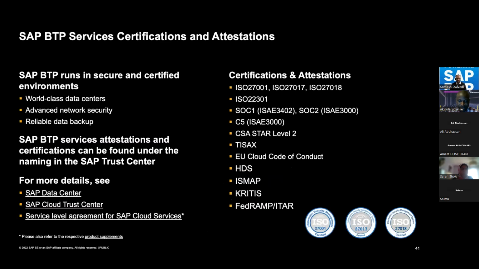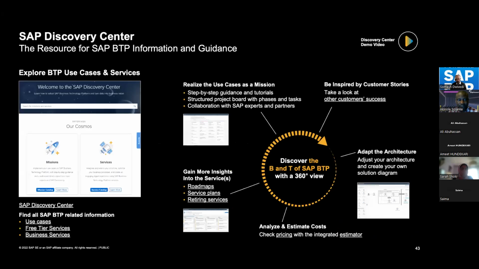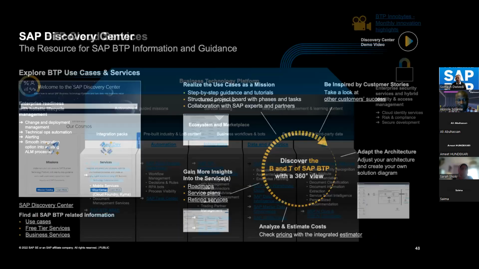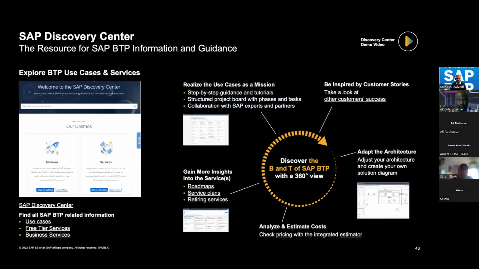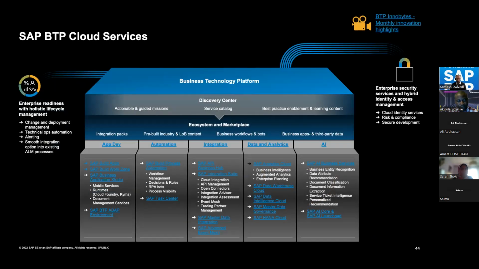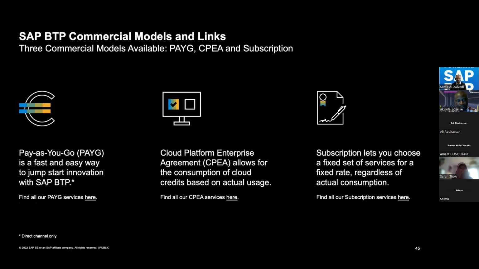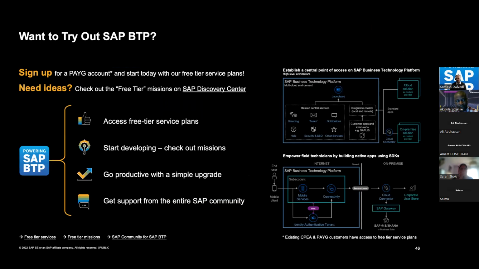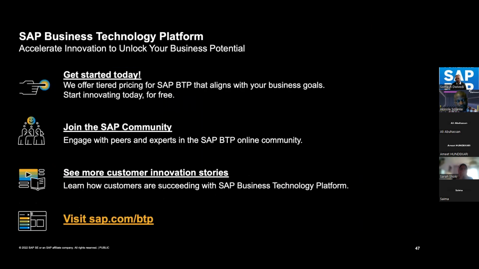BTP has many certifications and attestations, but if you are wondering how to get started with BTP, it's best if you look into the Discovery Center. It gives you a holistic perspective and all the guidance on how to get started with SAP BTP. There are also commercial models which I would let Altivate explain to you in a little more detail. And if you want to try out BTP, we have various service plans and opportunities available to help you get started. With that, I would encourage you to sign up for BTP to unlock your business potential. And I would pass the floor to Ali to continue with this.